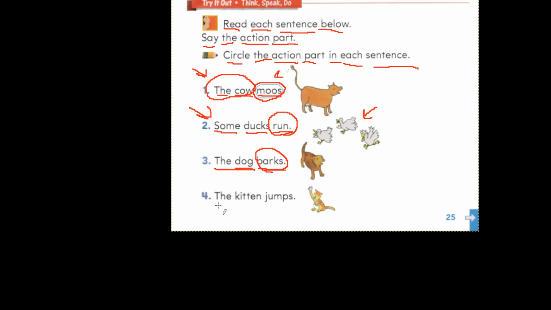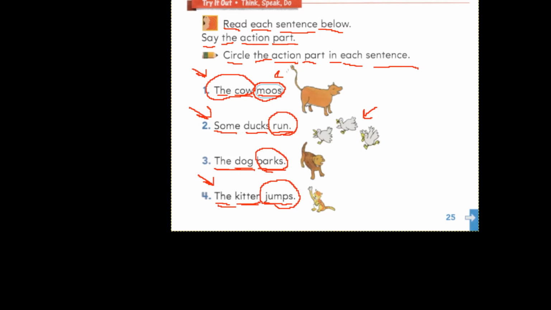Let's look at number 4. And number 4 says, the kitten jumps. Well, we know the kitten is the subject. It's our naming part of the sentence. And to find out the action part, we could ask, what is the kitten doing? Well, the kitten jumps. That's our action part, jumps, and that's what we circle.